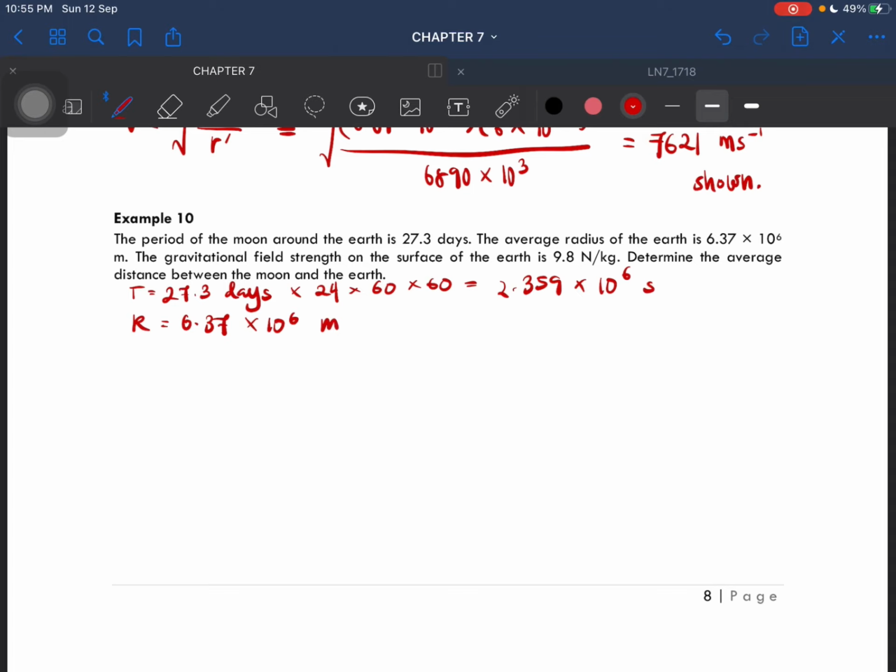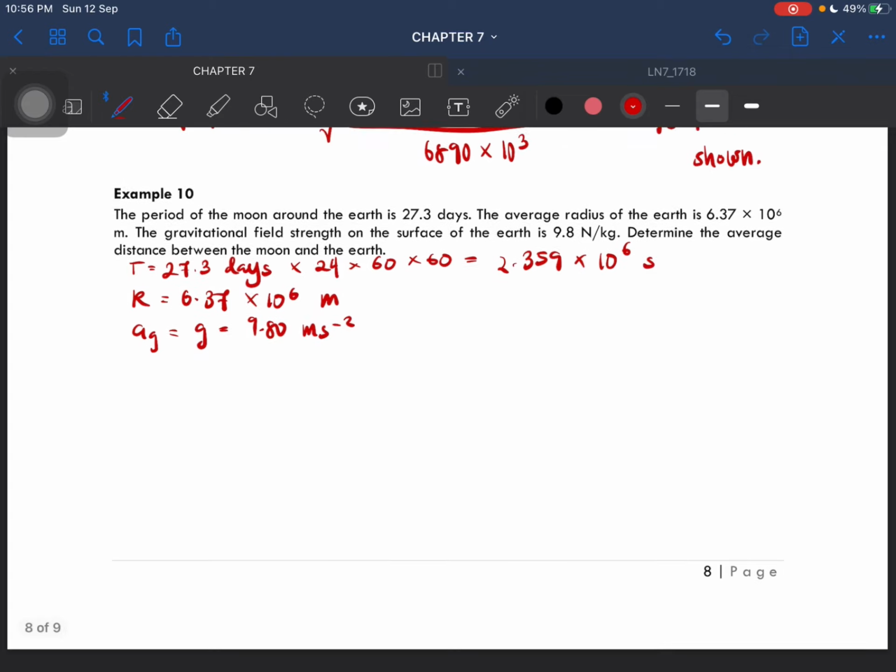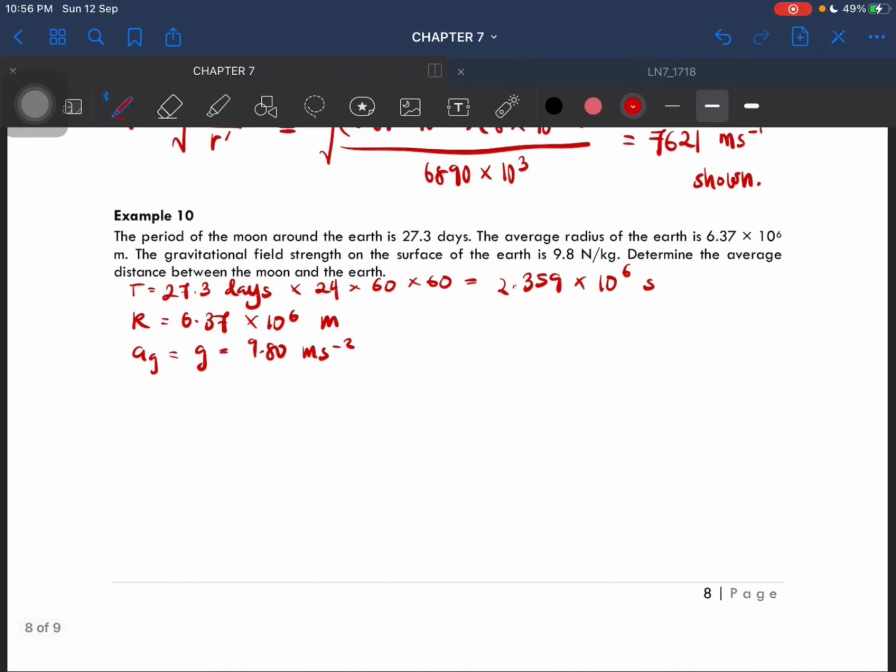Okay, and then the radius of the earth is given as 6.37 times 10 to the power of 6 meter. And then the gravitational field strength, which is the gravitational acceleration, is also given as 9.8 meter per second square. This is on the surface of the earth. Okay, and then we have to find the distance between the moon and the earth.